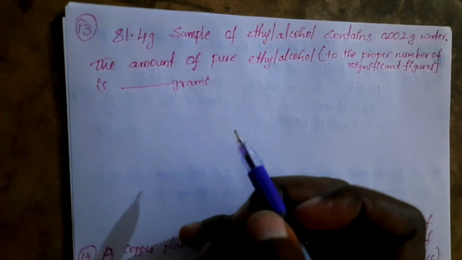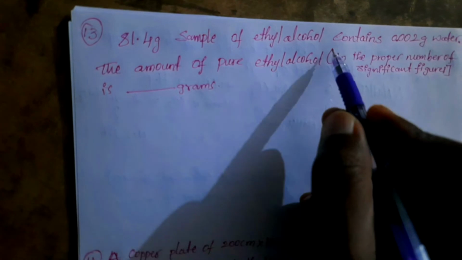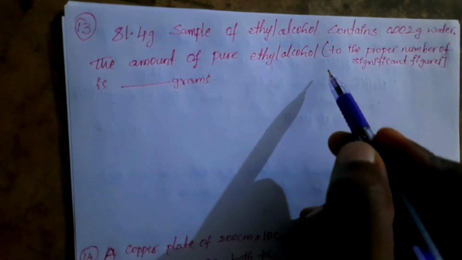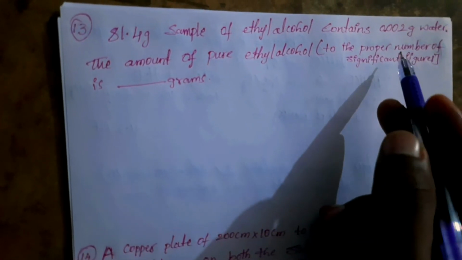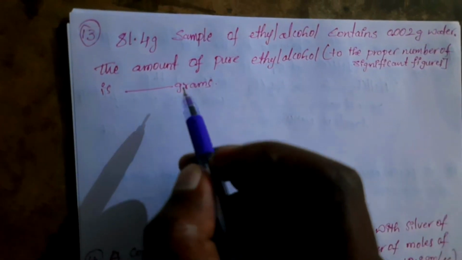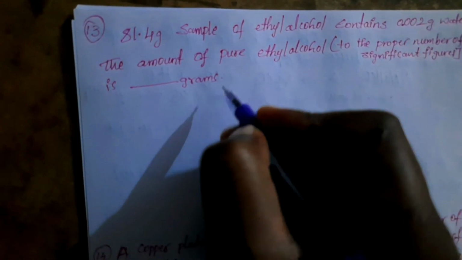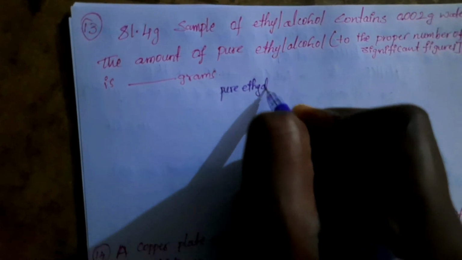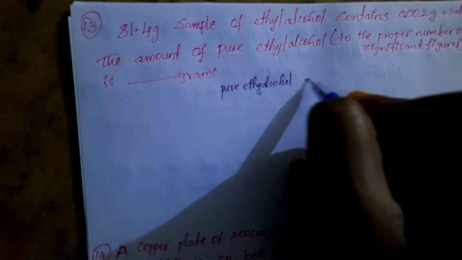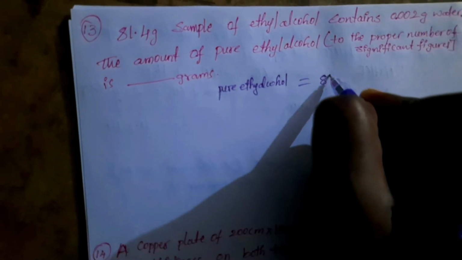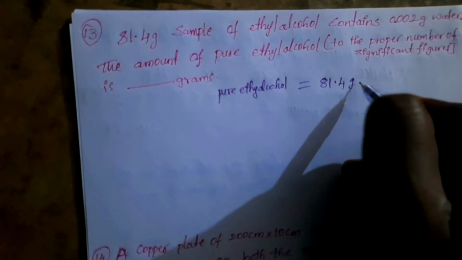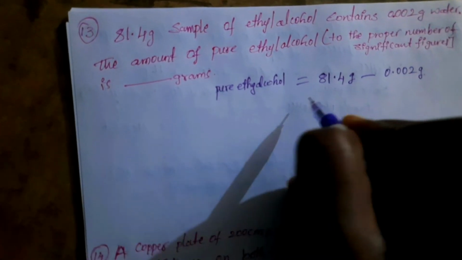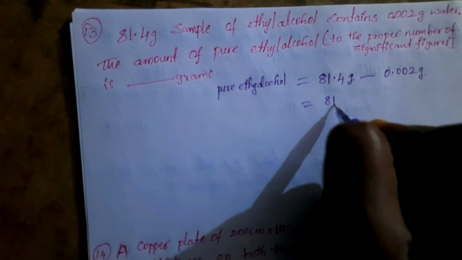Now you see in this case, 81.4 grams of a sample of ethyl alcohol contains 0.002 grams of water. The amount of pure ethyl alcohol, to the proper number of significant figures, in grams, they are saying. Now in this case, how will you get pure ethyl alcohol? By the removal of water from the alcohol. So the actual weight of the ethyl alcohol is 81.4 grams, and the water is 0.002 grams. If you remove this, how much are you going to get?